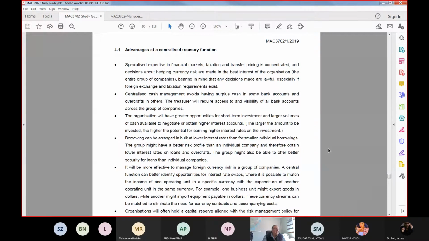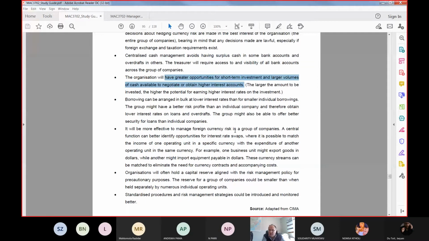for being there. The organization will have greater opportunities in short-term investments and in large volumes of cash to negotiate a higher interest. Obviously, now the main company can negotiate with the bank, can go to the bank and call the shots. Okay, how much money they want, what interest rate they want, and so on, because they have all the power of all these entities financing.